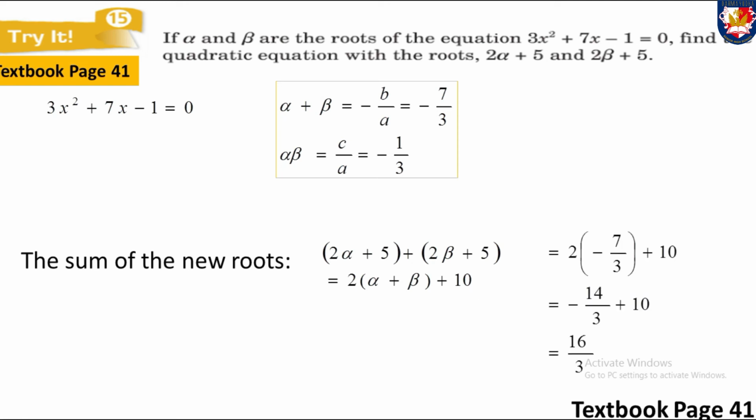We know that alpha plus beta is negative 7 per 3. From here, we substitute the value of alpha plus beta, negative 7 per 3. We get 2 times negative 7 per 3 plus 10. So it is equal to negative 14 plus 30 over 3, which equals 16 per 3. This is the sum of the new roots.